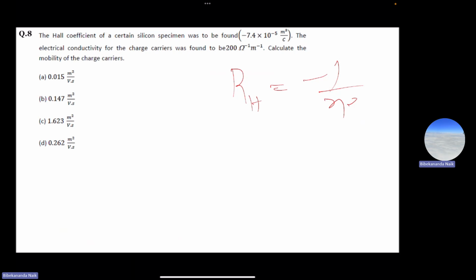Then after finding the concentration we can use the equation of conductivity, because the conductivity value is given. It is sigma equals N e mu. If you put all these values, mu is the only unknown; sigma is given to us, n we know, e we know, so we can easily find out the value of the mobility of the charge carriers. I'll give you a few minutes to try this question and then we will discuss the correct answer.